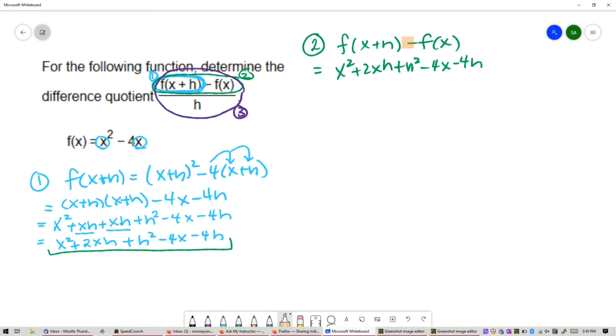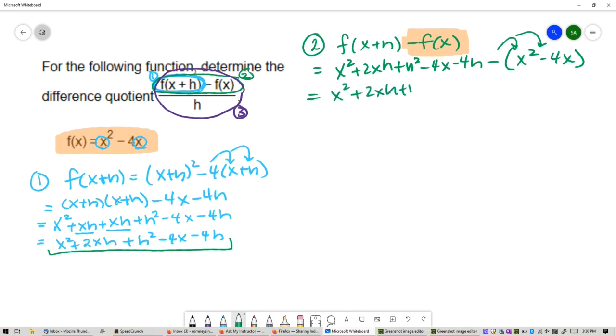And then I need to append to that minus f of x. Well, f of x is this original function that was given to us. So I'm going to subtract f of x. So subtract x squared minus 4x. Notice I use parentheses. That's important because you want to make sure not to just subtract the first term, but to subtract the whole function. So I use the distributive property, and that gives all of this, which I'm just copying down, minus x squared plus 4x.